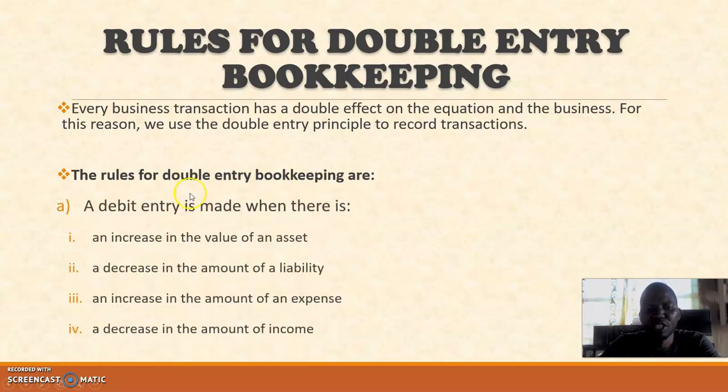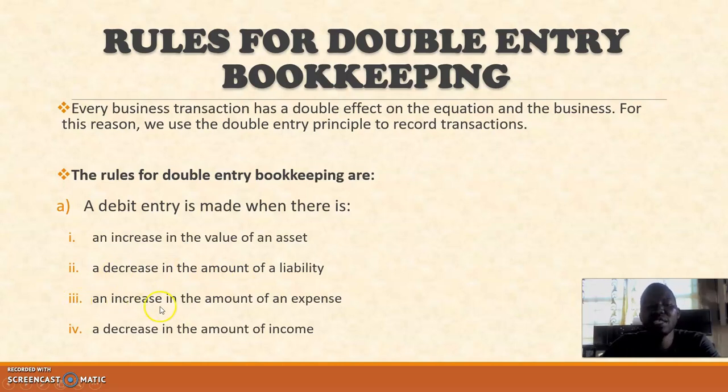1. To every transaction, we should make a debit entry. So when can we make a debit entry? A debit entry will be made when the following happens. 1. When there is an increase in the value of an asset. For instance, you buy an asset. 2. When there is a decrease in the amount of liability. For instance, when you pay off a certain liability.